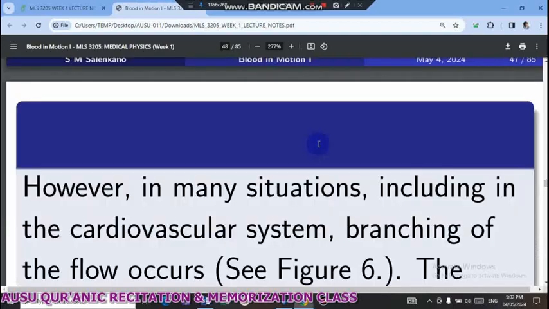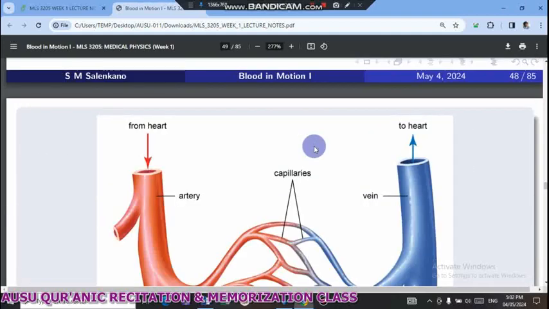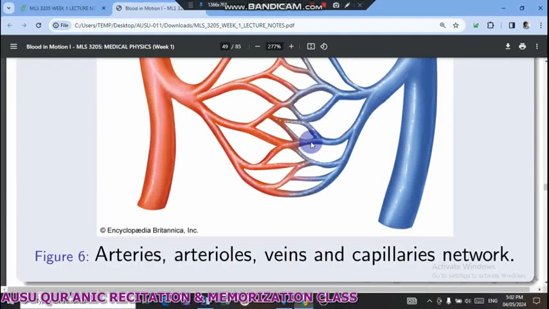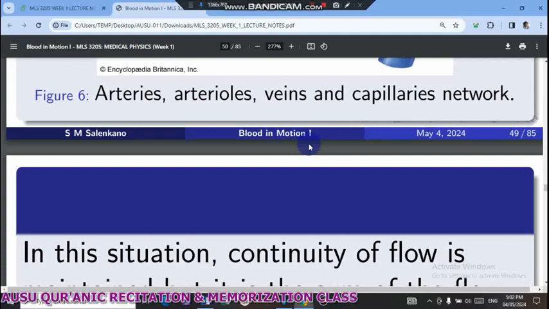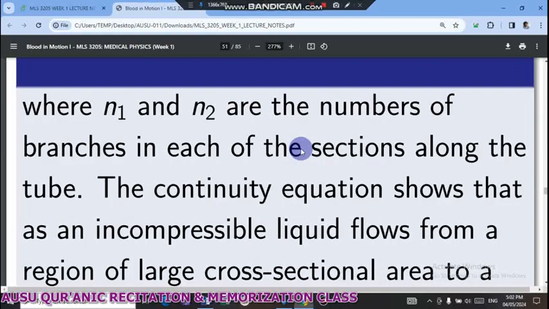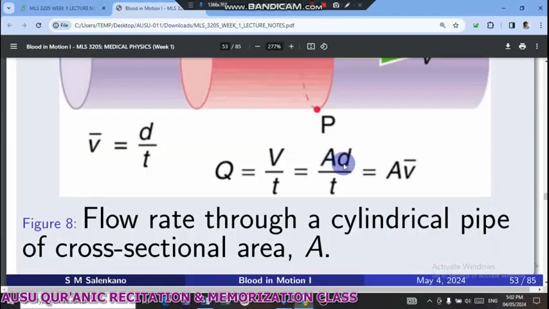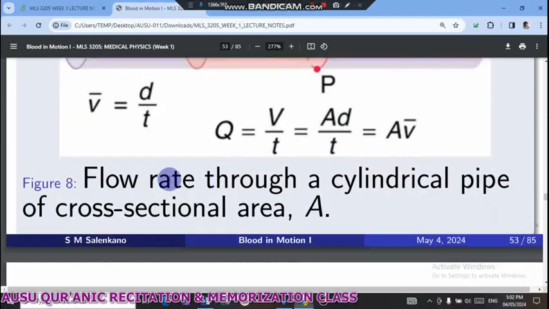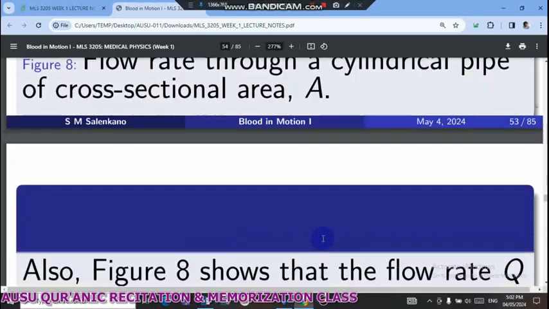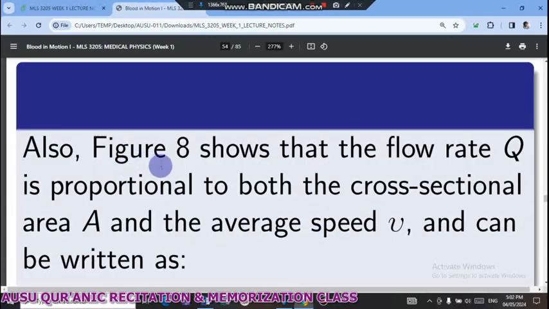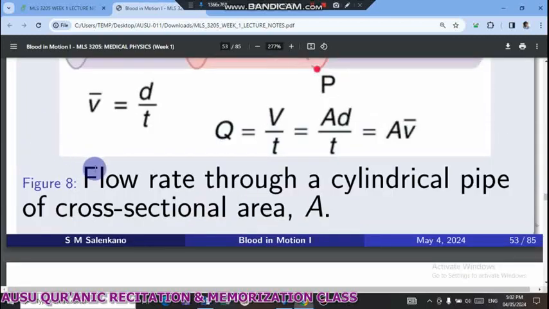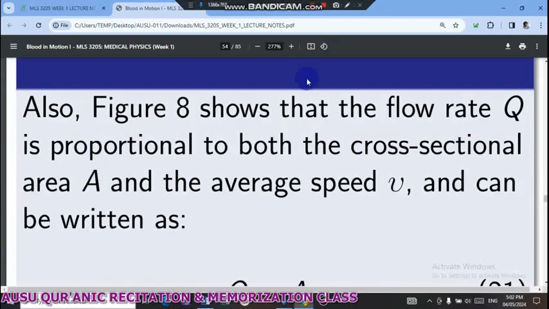Wow, mathematics is so beautiful. It will help you understand complex concepts and complex phenomena. And clearly we have understood this. So AV is the flow rate. The flow rate through a cylindrical pipe of cross-sectional area A. Also figure 8. Which one is figure 8? This figure 8. They are trying to give us this explanation.